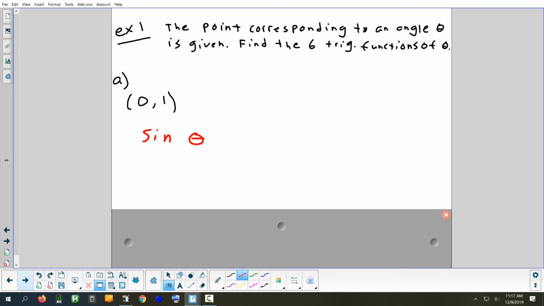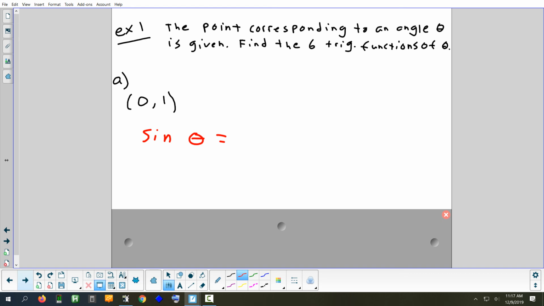Now, I'm going to put theta. I'm going to pretend like I don't know what the angle is. But can someone remind me what is 0, 1 again? It's really the coordinate for what angle? Yeah. It's 90. You don't have to know that. But it is. It's 90.